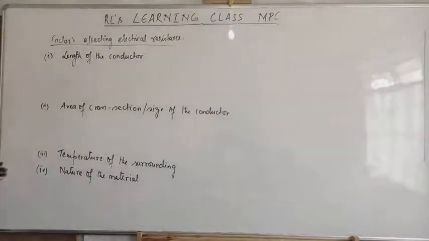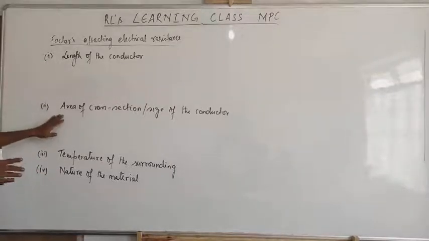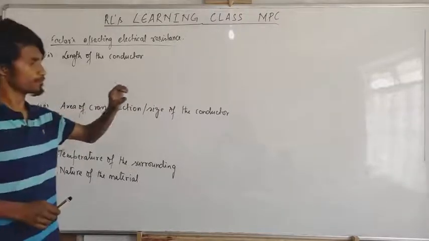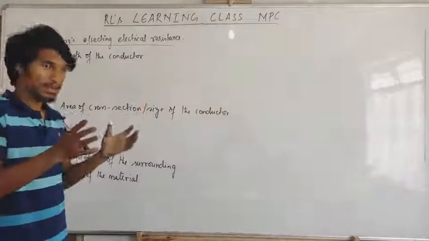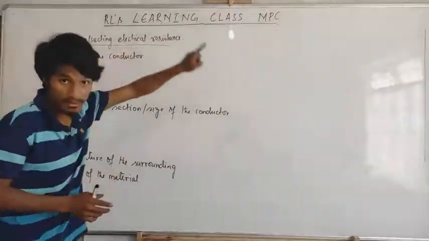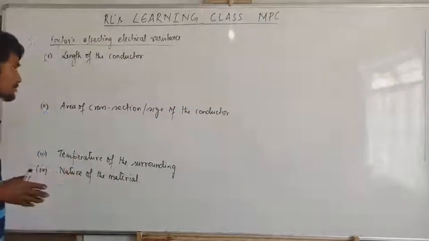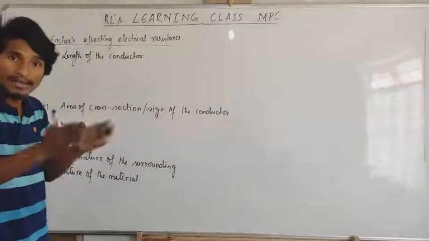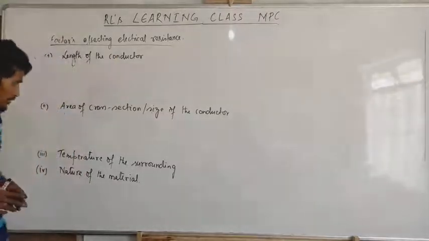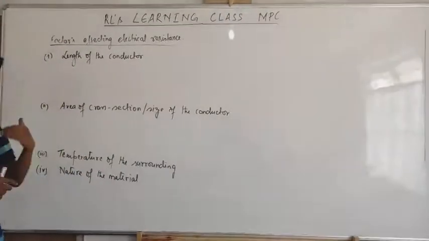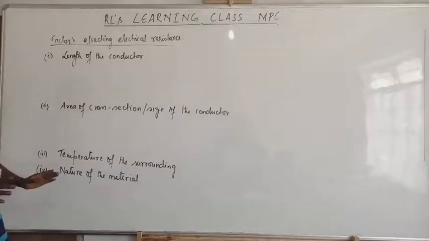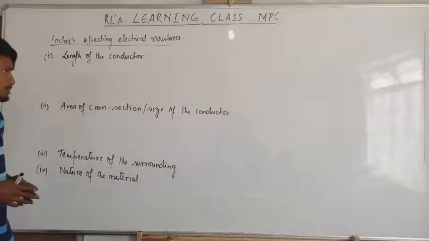Now let's look at this. What are the factors affecting electrical resistance? These are the 4 factors. One is the length of the conductor. Number 2, the size of the conductor, being big or small. For big, what happens to electrical resistance? For small size, what happens? If the length of the conductor is increasing or decreasing, what happens to electrical resistance? We will look at that. Then temperature of the surrounding, if the temperature is increased, what happens to the electrical resistance? And nature of material cannot be changed, because it is different for each particular material.